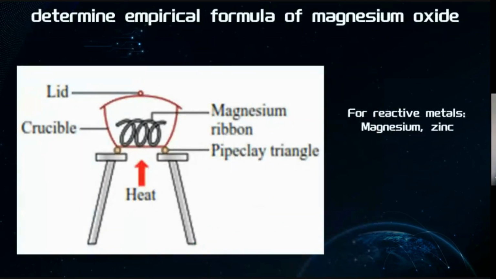Okay, next is the empirical formula. For the empirical formula, there are 2 methods. This method is used for reactive metals such as magnesium and zinc. It uses a crucible, and you heat it directly. Magnesium ribbon, you rub it with sandpaper. Then the crucible has a lid. If the question asks why the lid must be opened at intervals, it is to allow the oxygen to enter so that it can react with the magnesium.